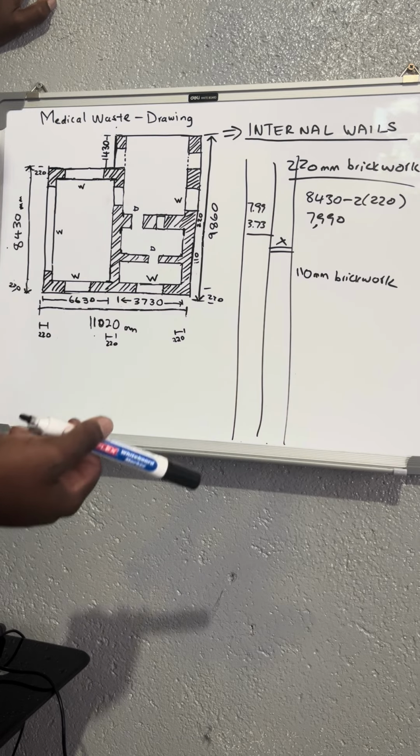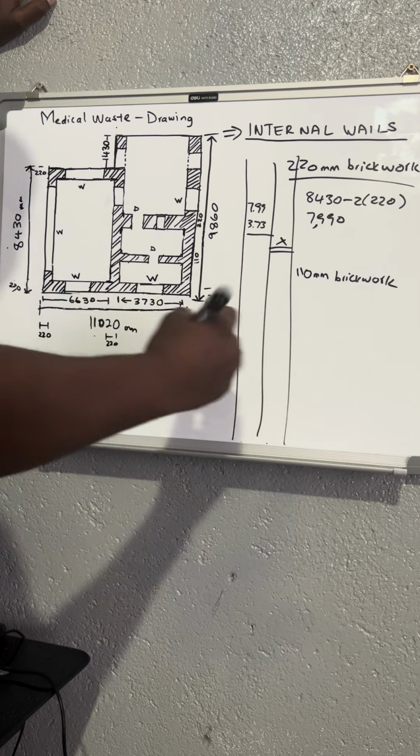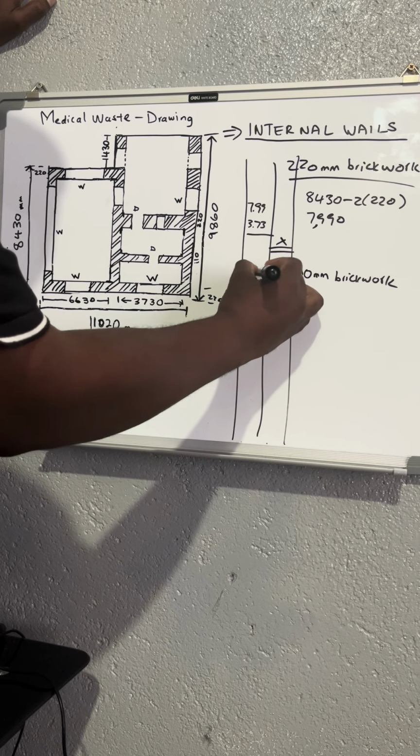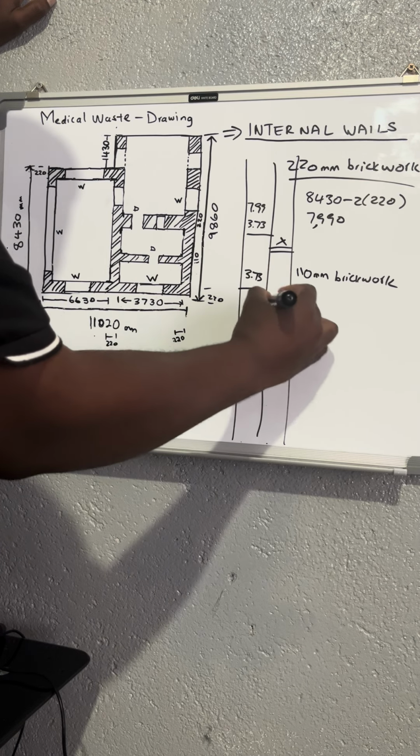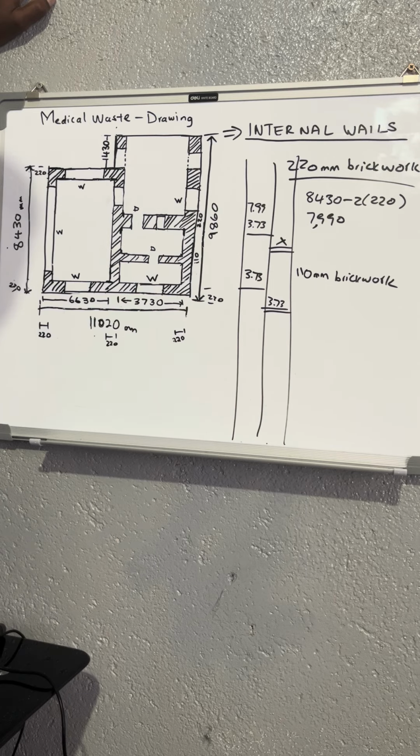So now if we check the 110 brickwork internally, we only have one, which is this one from here to here, and it's simply just 3.73. Then just write it as 3.73. This one is just the sum of these two. Then that's it with the internal walls. You are done.